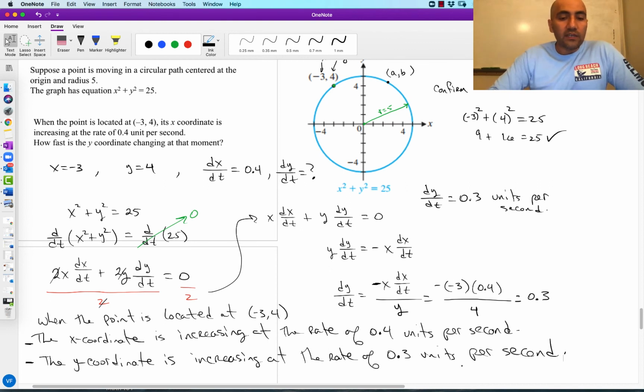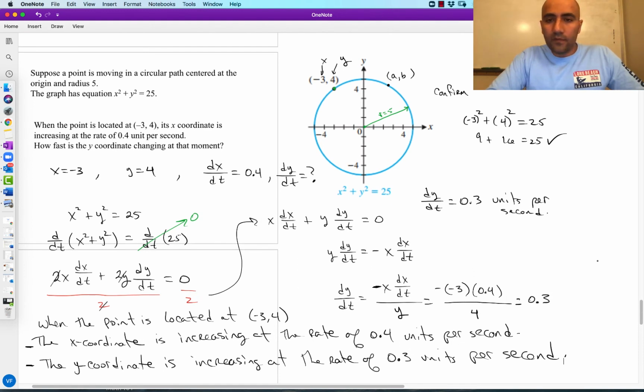Right? And I knew it was increasing because it's a positive value. Remember, the sign makes a difference. If all of this turned out to be negative 0.3, then I know that it would be decreasing at that moment. Okay, so read your question, draw a picture, come up with an equation that connects the variables, the quantities of interest.